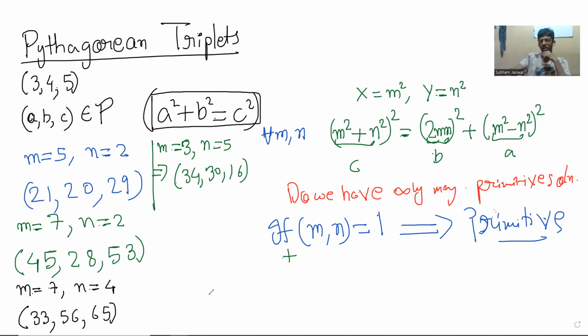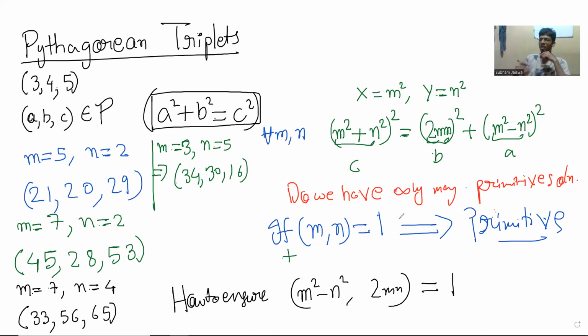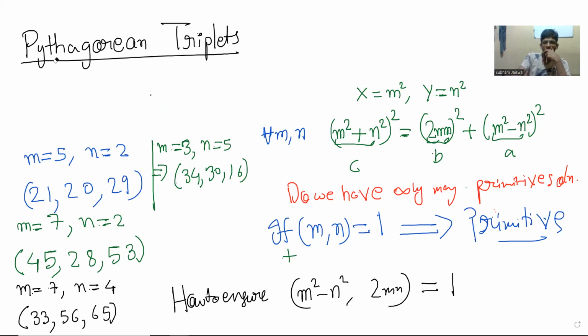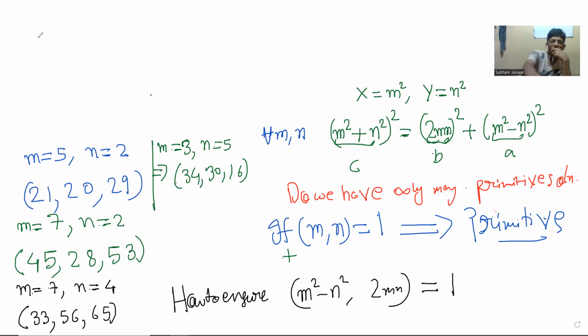How do you ensure that the GCD of this and this is one? Certainly, M and N should have GCD one. But we need more conditions. What is that condition? Opposite parity. That certainly is needed. So Aparna, do you see? If M and N have the same parity, like if M and N are both odd, then this becomes even, and then there's a common GCD. So certainly yes, we need opposite parity.